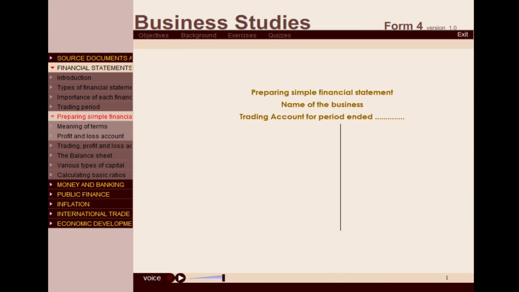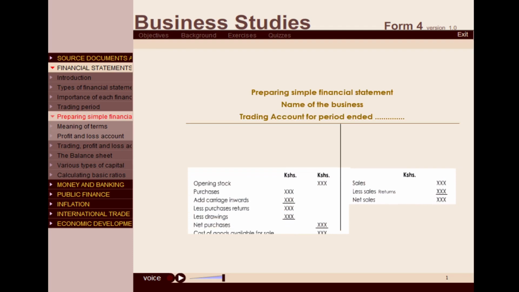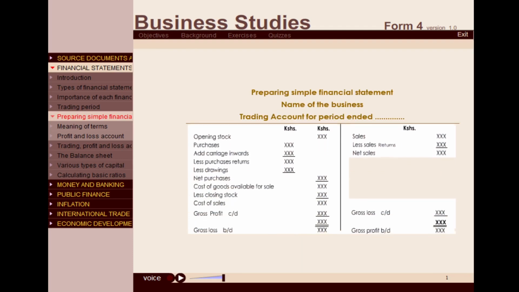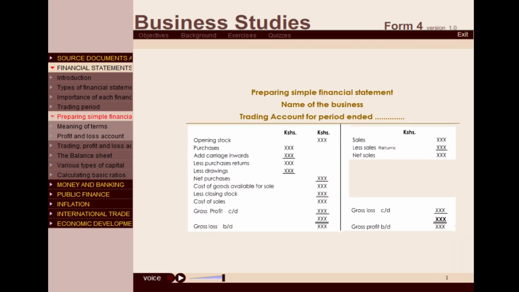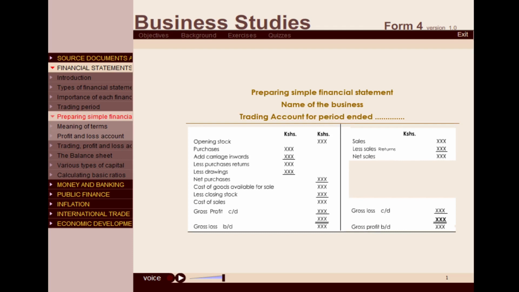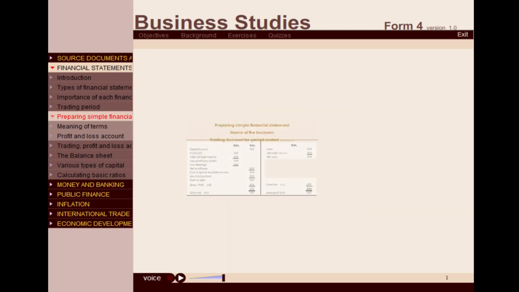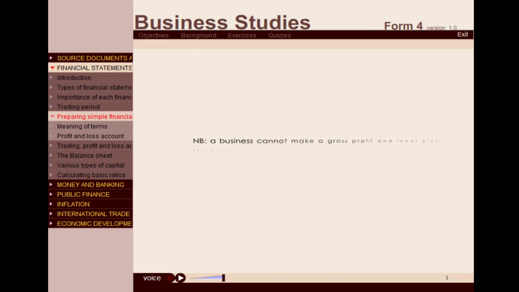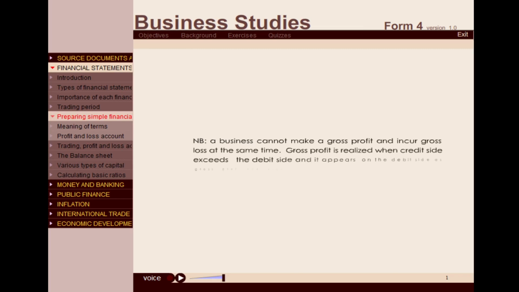Preparing simple financial statements. Note that a business cannot make a gross profit and incur gross loss at the same time. Gross profit is realized when credit side exceeds the debit side, and it appears on the debit side as gross profit carried down. At the same time, gross loss is incurred when the debit side exceeds the credit side, and it appears on the credit side as gross loss carried down.